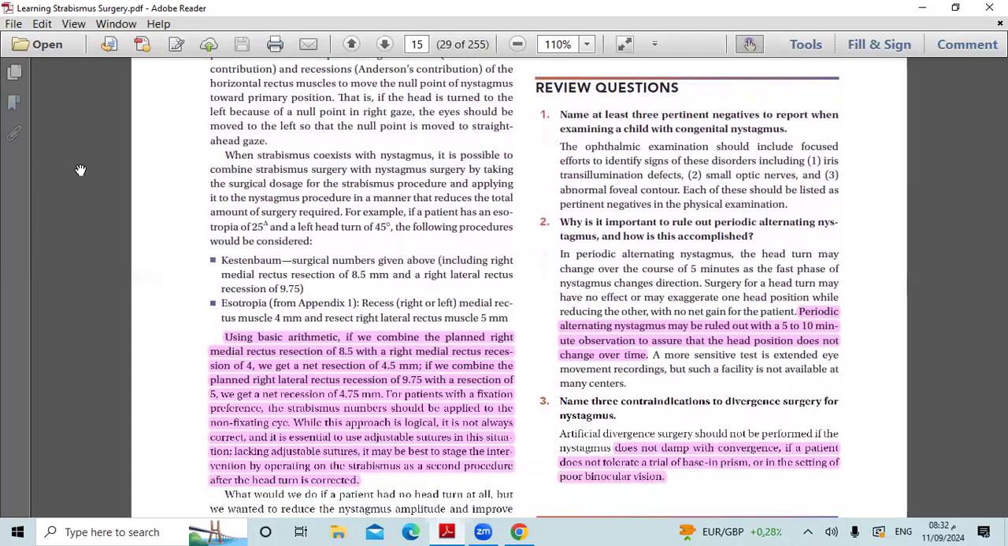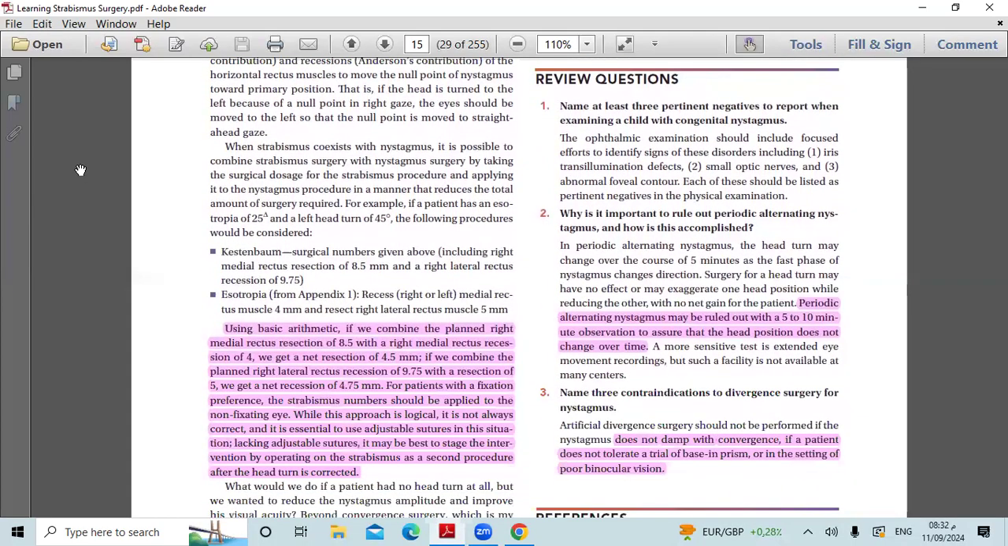When strabismus coexists with nystagmus, it is possible to combine strabismus surgery with nystagmus surgery by taking the surgical dosage for the strabismus procedure and applying it to the nystagmus procedure in a manner that reduces the total amount of surgery required. For example, if a patient has an esotropia of 25 prism diopters and a left head turn of 45 degrees, the following procedures would be considered.